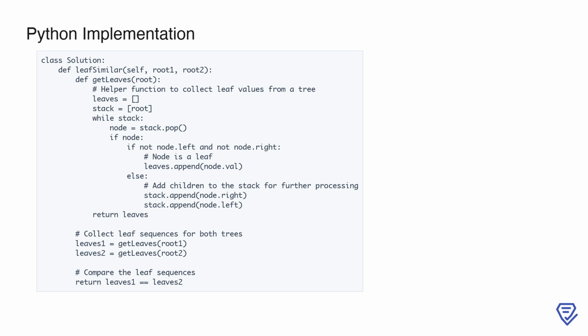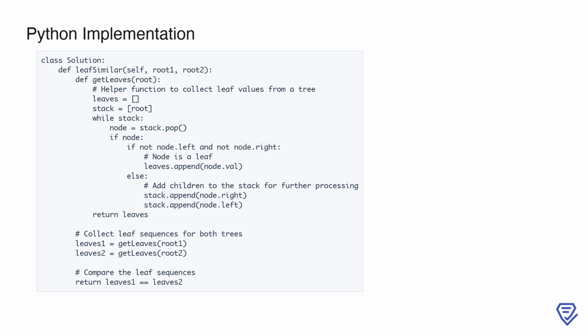4. The getLeaves function is called twice, once for each tree, root1 and root2, to obtain their respective leaf sequences. 5. The two sequences, leaves1 and leaves2, are compared directly using the equality operator. If they are identical, the function returns true, otherwise, it returns false. This implementation efficiently handles the problem by ensuring that the leaf sequences are extracted in a left-to-right order.